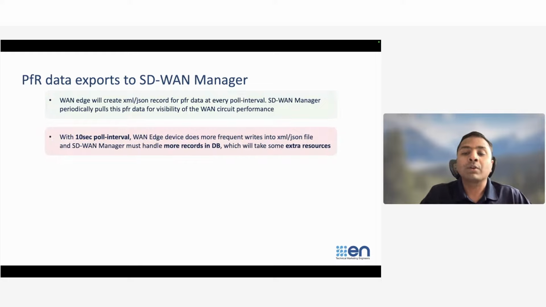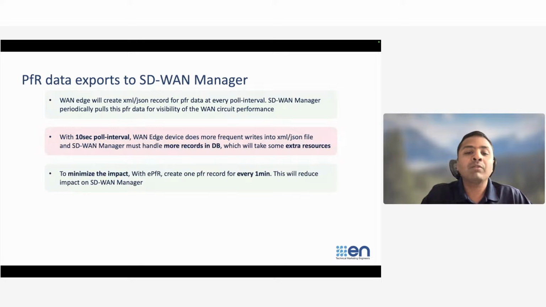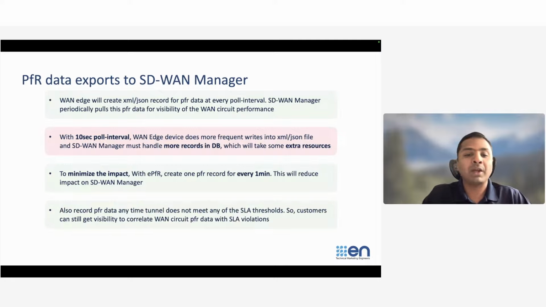on the device, and then the SD-WAN Manager will pull that and show it in the graph for you. So to optimize this, we are now creating this record only every 1 minute if you are using a 10 second poll interval and a multiplier of 6. So we use every 1 minute. This will reduce the impact on SD-WAN Manager.